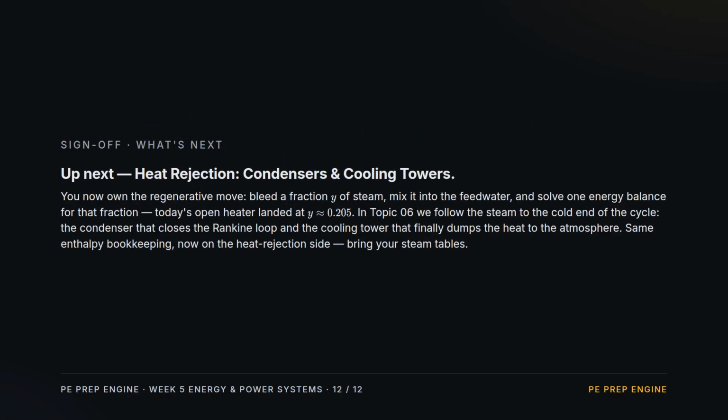You now own the regenerative move. Bleed a fraction of steam, mix it into the feedwater, and solve one energy balance for that fraction. Today's open heater landed at about 0.205.